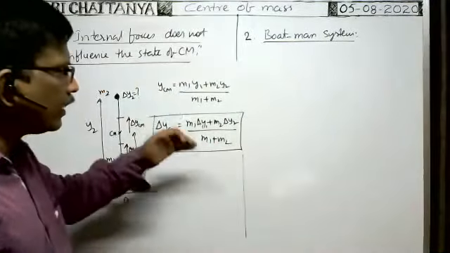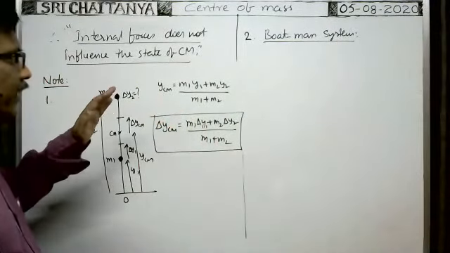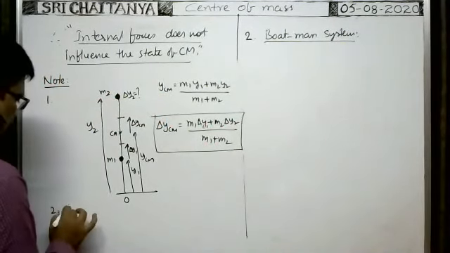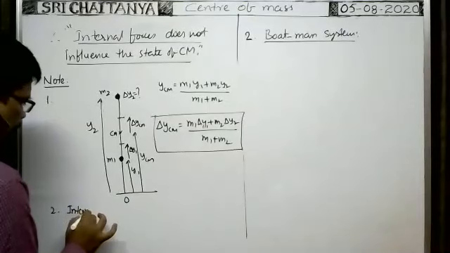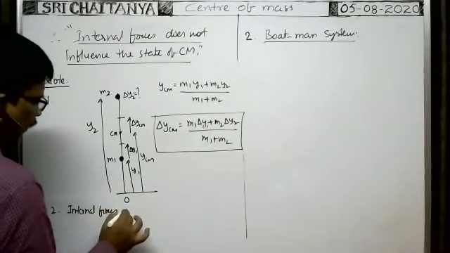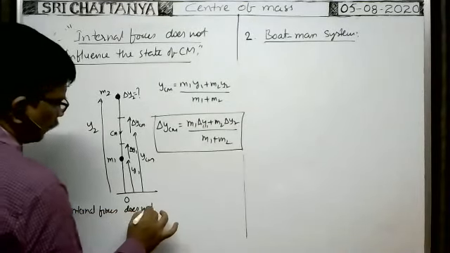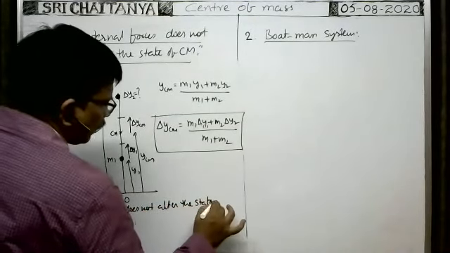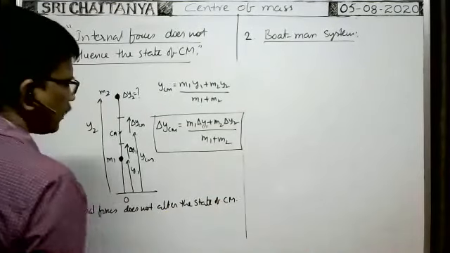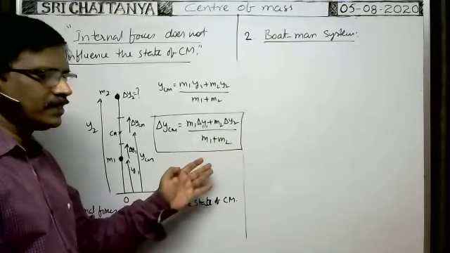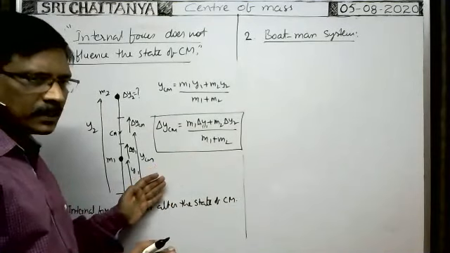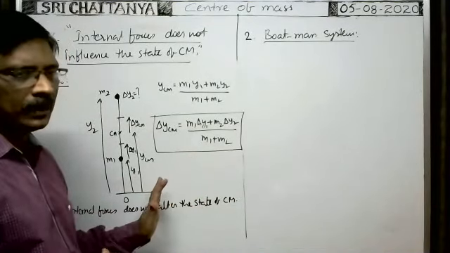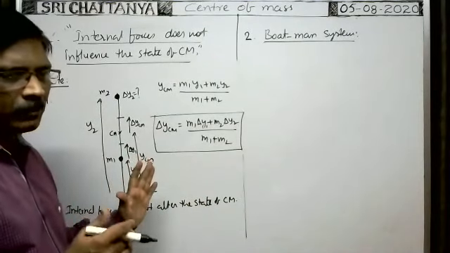So in the previous explanation we observed that internal forces do not alter the state of the center of mass. That means if the center of mass moves with a certain acceleration acm, then even if internal forces change, the center of mass acceleration does not alter. That means the state of the center of mass does not change.